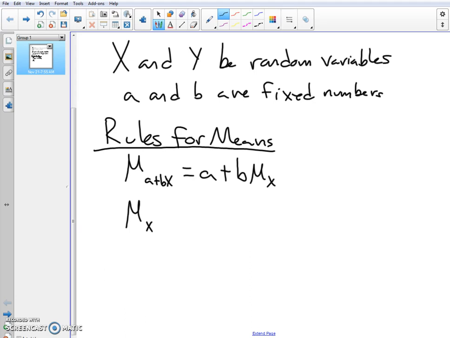The other situation we want to consider is, what if I have two random variables and I want to add those together? So this is the same as just adding the means together. So if I have two random variables that I'm adding together, I can also just add their means.